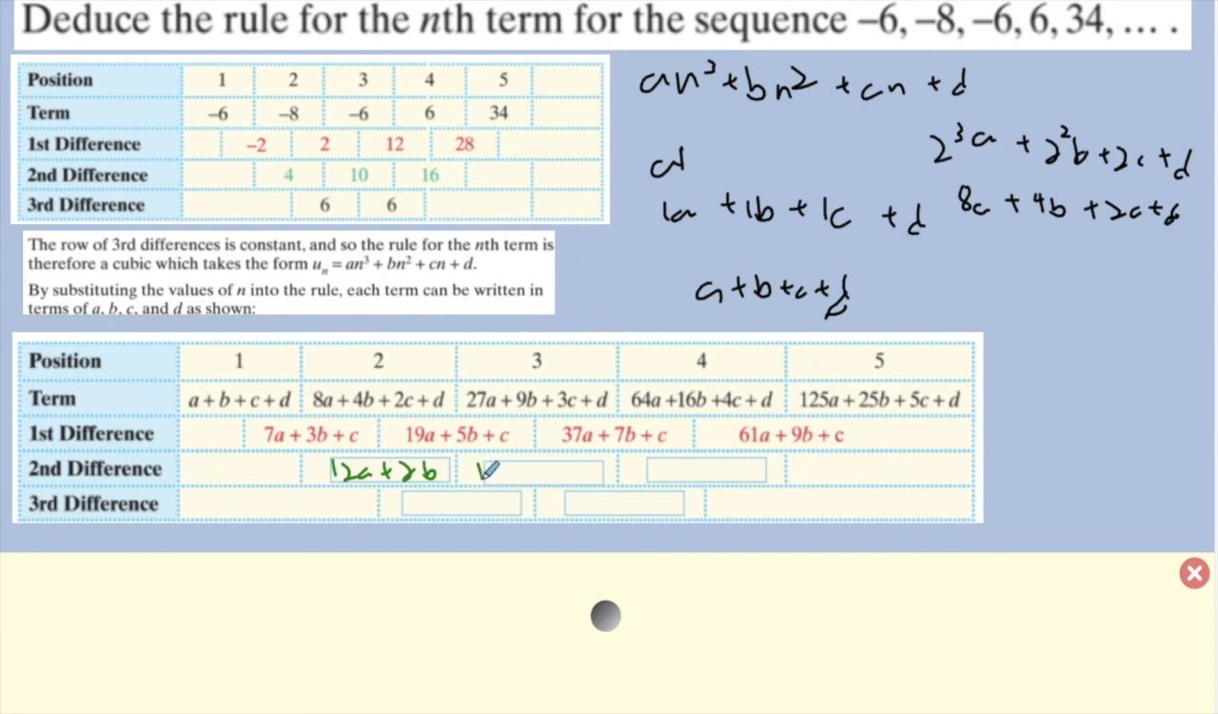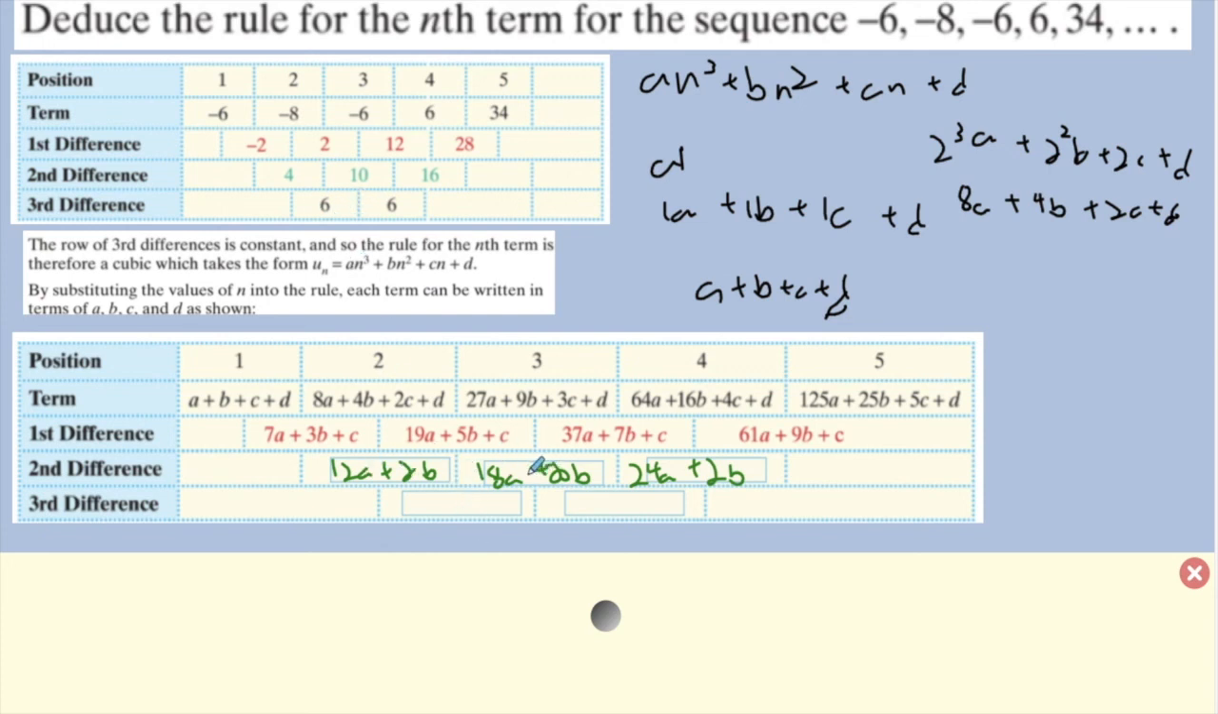Okay, we should have 18a plus 2b, and 61 minus 37 is going to be 24. 24a plus 2b. Okay, again, we found our second difference, and now we need to find our third difference.